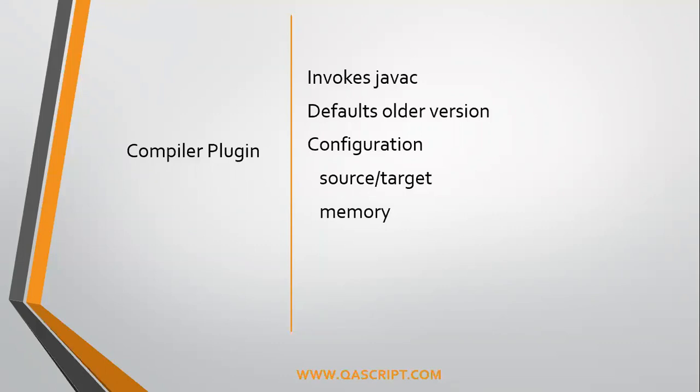It basically invokes the Java compiler. One of the things for the compiler plugin is that it defaults to an older version of the Java compiler, which is 1.6. So if you want to use a newer version, irrespective of whatever JDK version you have on your machine, you should use the configuration to set the source and target of the Java compiler to a higher version. Otherwise, your Java project may fail to compile, because some of the compiler versions are already deprecated by Java. So you can set source and target in the configuration of this plugin.